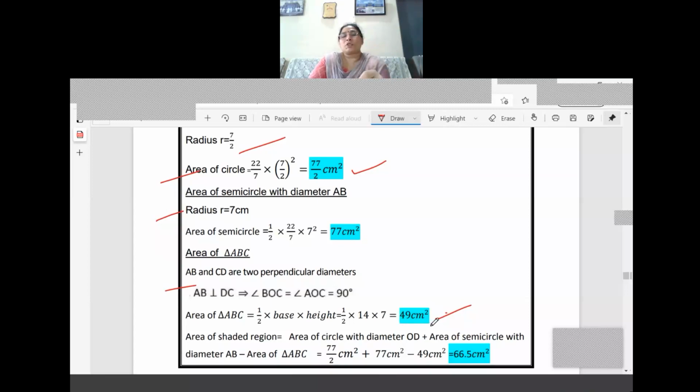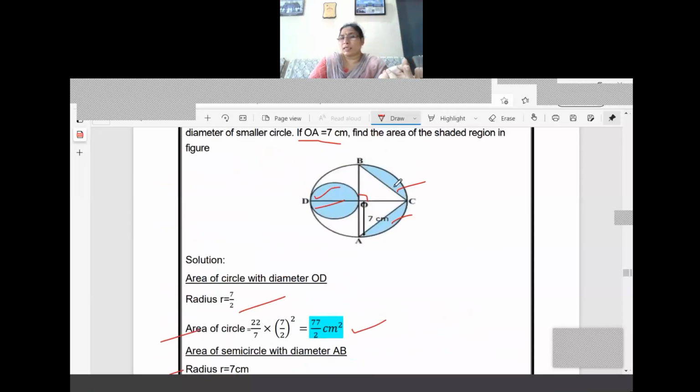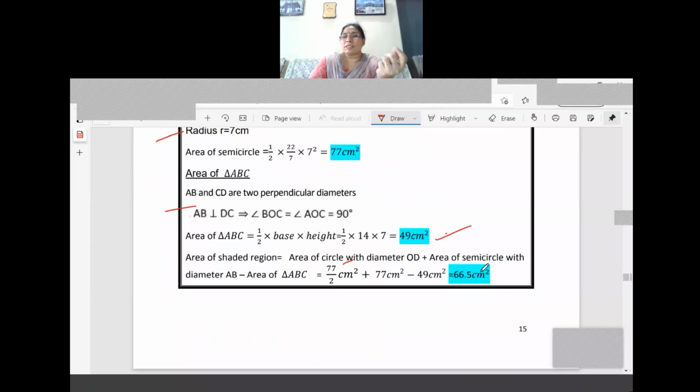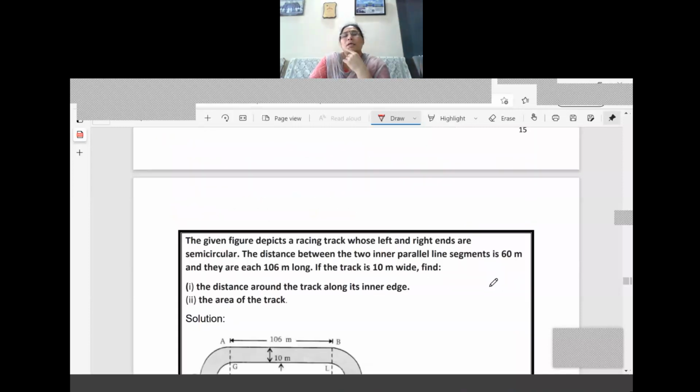So now we want which one? We want to calculate the area of the shaded part. The first circle is completely shaded. Now we want that smaller segment part here. So what should we do? Semicircle's area minus area of the triangle ABC. After the simplification, 66.5 centimeters square. Okay.